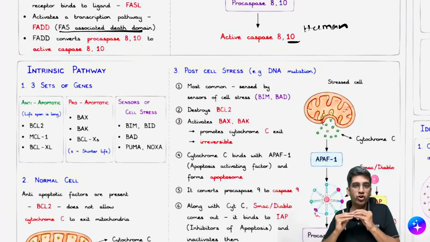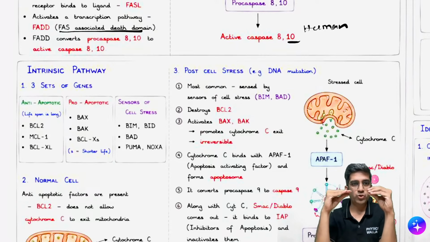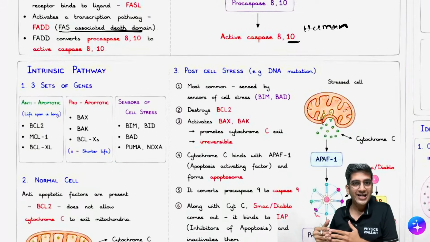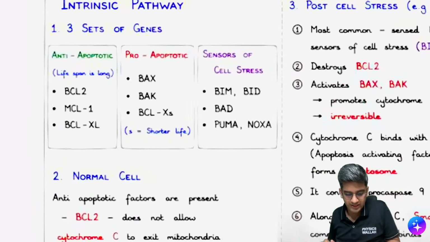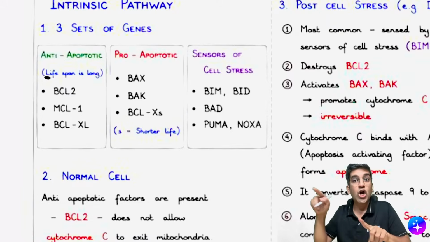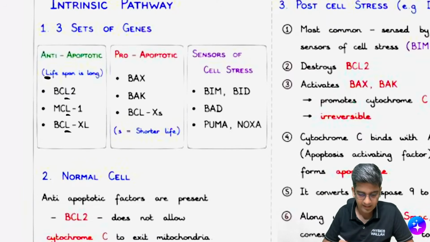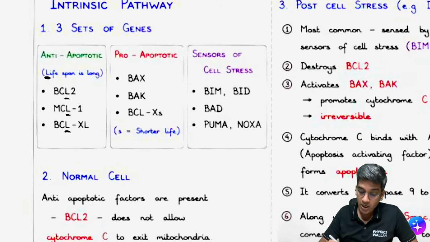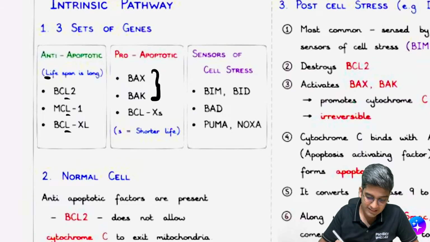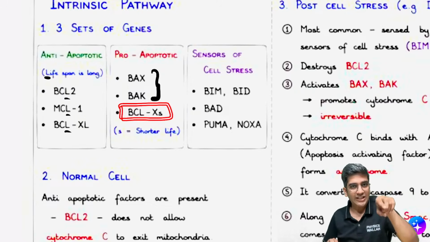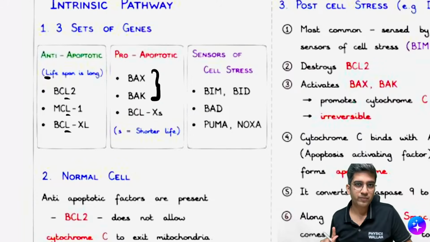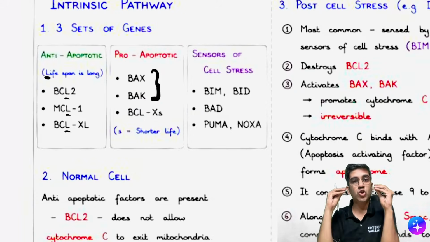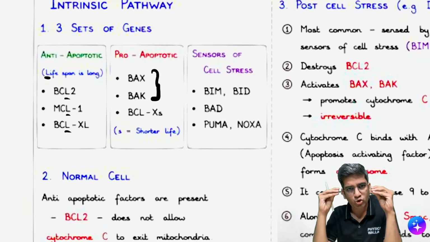In every mitochondria, yours, mine, I have balanced proteins. Anti-apoptotic proteins will not cause cell death. If a cell is not dying, the life of the cell will be long, right? So that's a mnemonic for us: lifespan, longer life, L, L, L. If something has L in its name predominantly, it has a longer life, anti-apoptotic protein. Pro-apoptotic are BAX and BAK. An exception to the mnemonic is this: BCL also has L, but S is there, it's a shorter life. And you have sensors of cell stress, BIM, BID, BAD, PUMA, and NOXA. So these are normal proteins present in the mitochondrial membrane.